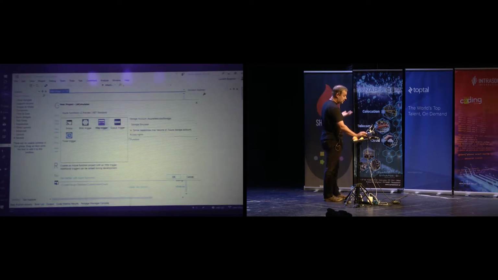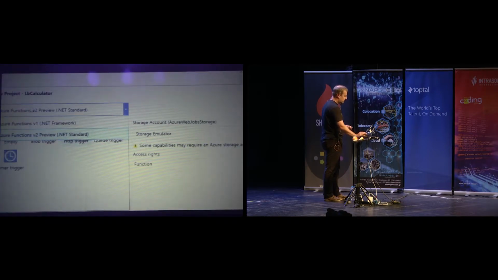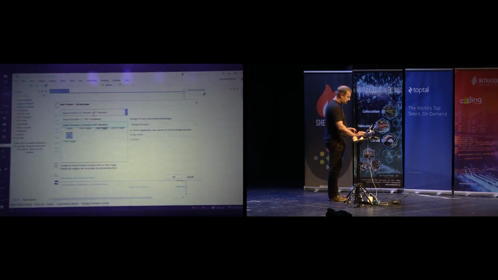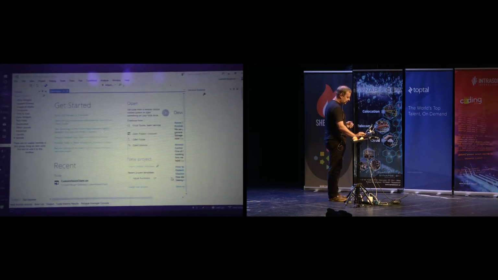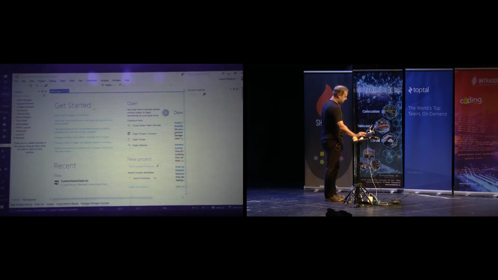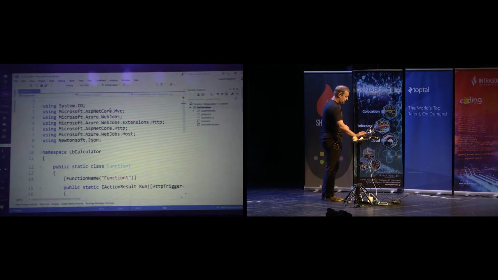Now I need to select the HTTP trigger that I had before. And by the way, as you can see, I can also select Azure Functions v2, which is using .NET Standard, which means that I can deploy this to Linux if I want. That's going to run seamlessly on Linux as well as on Windows. I'm not going to select a storage account because I don't need that in this particular case. Let's just create this. So it's going to give me some code. All right? And so now I can start doing my function.